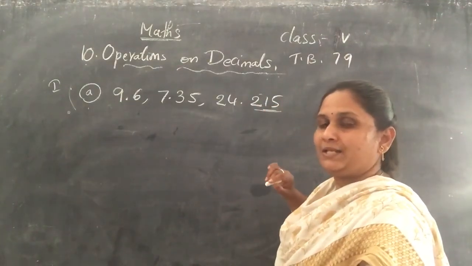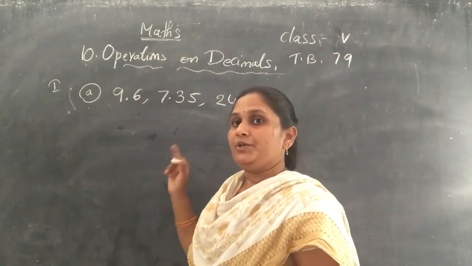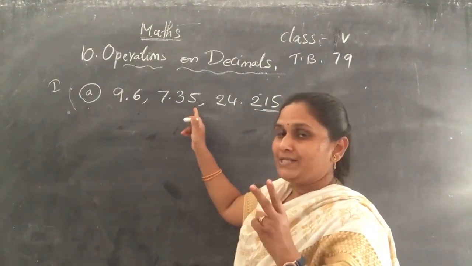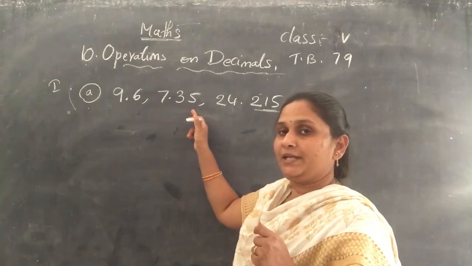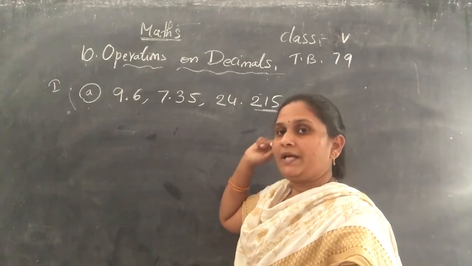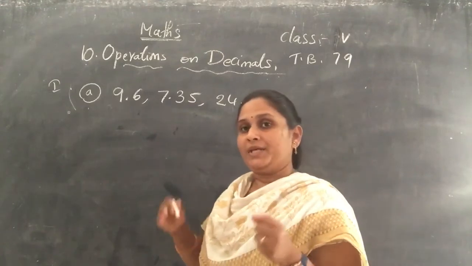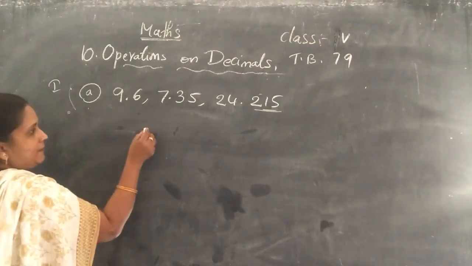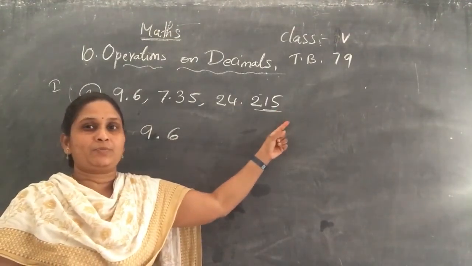Got it? So to make the decimal part equal to the largest one, we can use zeros after the single digit. And here the decimal part is 35, 2 digits, but actually it should be 3 digits. So to make this 35 as a decimal part, we have to write one more 0 after the 5. Like that we can make the 2 digit decimals into 3 digits. Okay, now while doing sums you can understand, children, don't get confused. So first write the first number, 9.6.